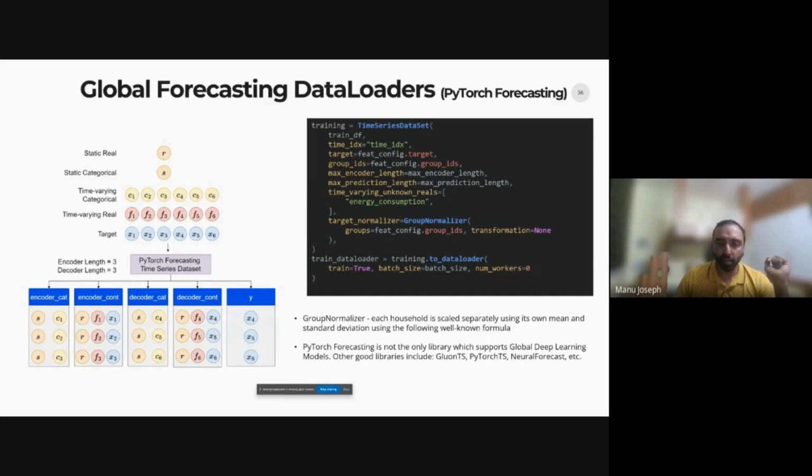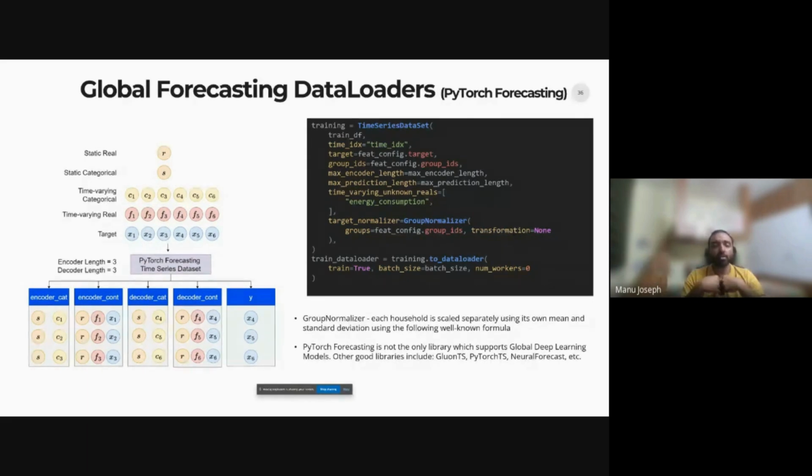Another thing that we typically use, especially in the global, especially in the deep learning framework, is something called normalizers, which is essentially saying that there'll be different time series in the data set. Some time series might be in thousands, where the values might be 1,000, 2,000, etc. And some might be in 1, 2, 3, etc.